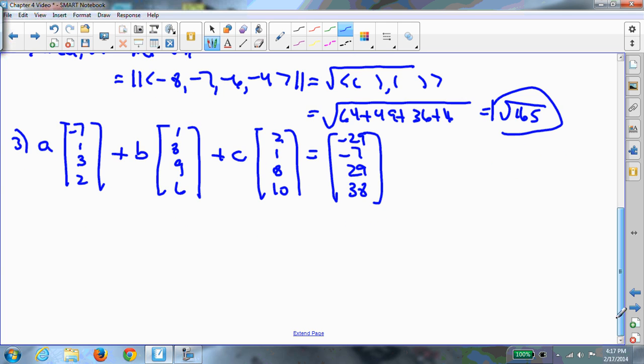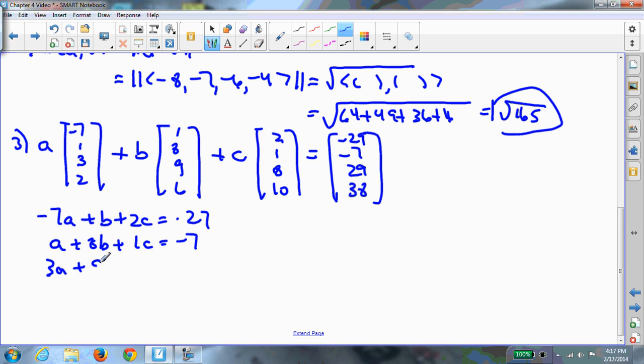Well, let's take a look at this as components. That would mean I want -7a + b + 2c to equal -29. I would need a + 8b + 1c to equal -7. 3a + 9b + 8c to equal 29. And 2a + 6b + 10c to equal 38.